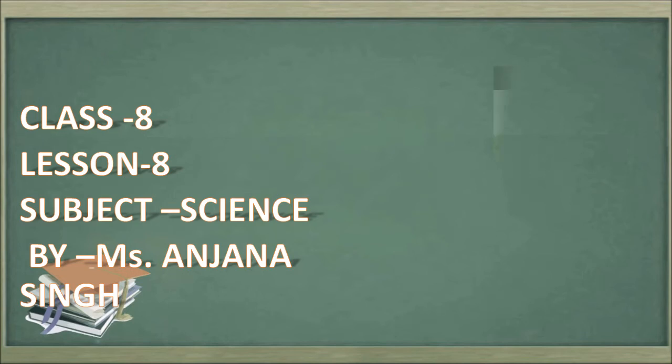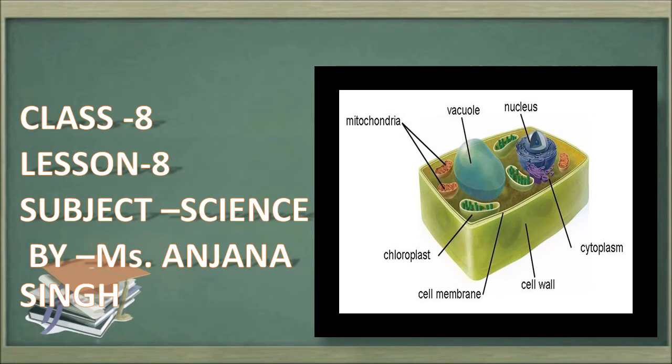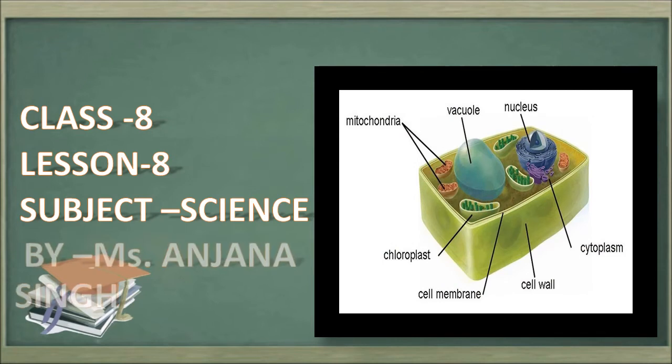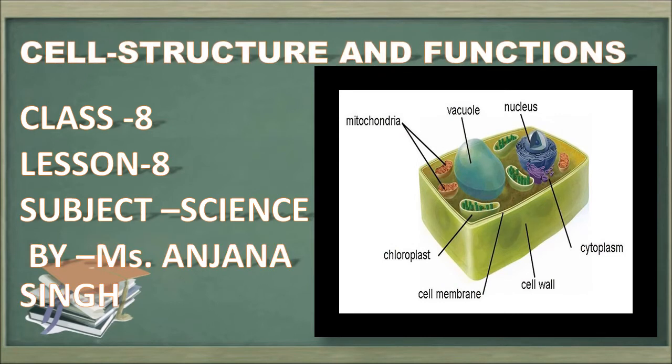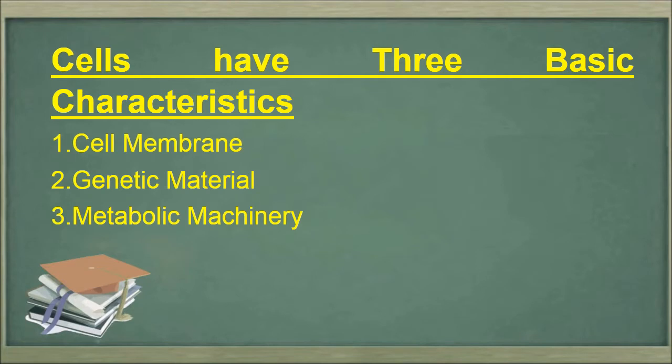Class 8th, Lesson 8th, it's cell structure and function. So this is the chapter that we need to study. Cells have three basic characteristics. So you can say these are the three basic parts of a cell. One is cell membrane, two genetic material, and the third one is metabolic machinery.